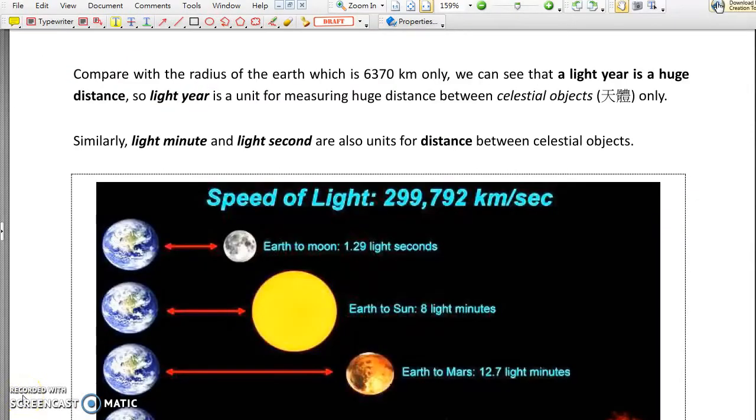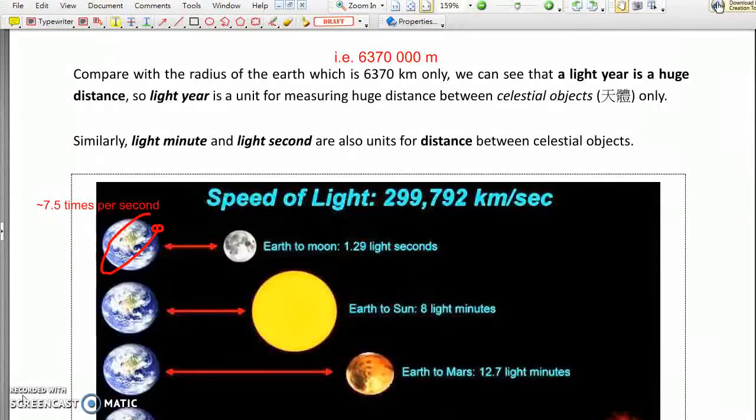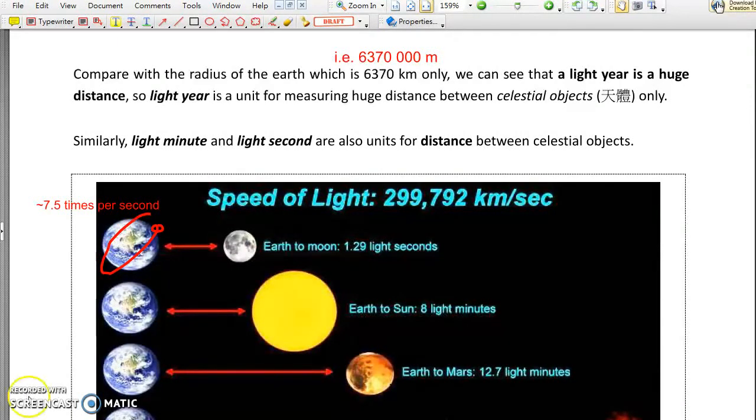The radius of the Earth is just 6,370 kilometers. Hence, light can travel approximately 7.5 times around the Earth in just 1 second. And how many times may light go around the Earth in 1 year? So, light year is a huge distance. It is usually used to measure the separation between two celestial objects only.